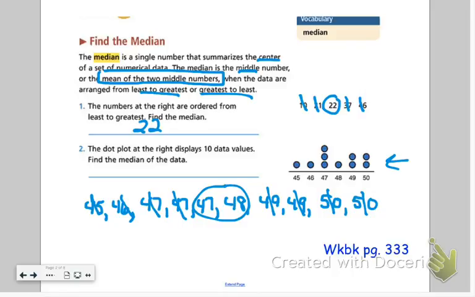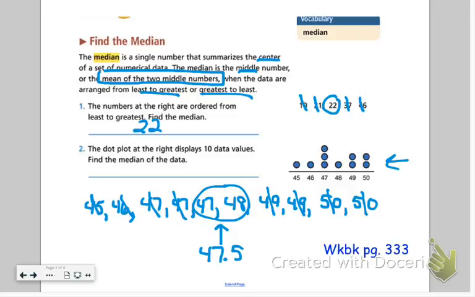Well, what do I do if I have 2 numbers in the middle? You have to think about what your center number would be. What number would be in the middle of 47 and 48? You may easily be able to pick that up. The number between 47 and 48 is going to be 47.5, 47 and a half. So again, you may have been able to recognize that right away.